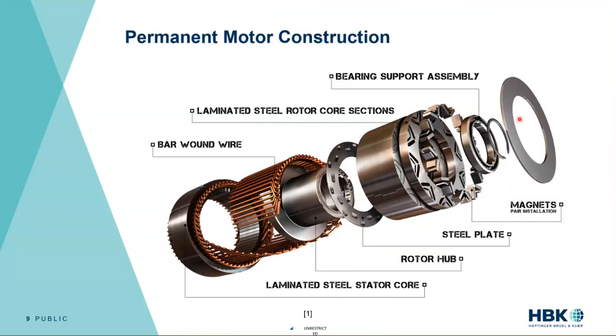And if we look at this, it's a pretty simple construction. We have laminations, we have copper, we have bearings, we have rotor, we have magnets. And the failure modes we're predominantly going to see are in the bearings, because they're rotating, in the magnets, because they're susceptible to thermal stresses, and in the windings, because they're also susceptible to thermal stresses. So those are the three topics we're going to touch on today.